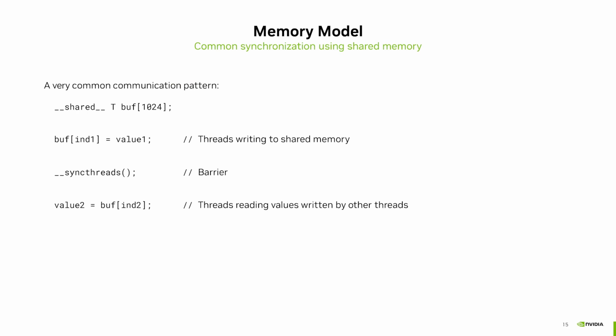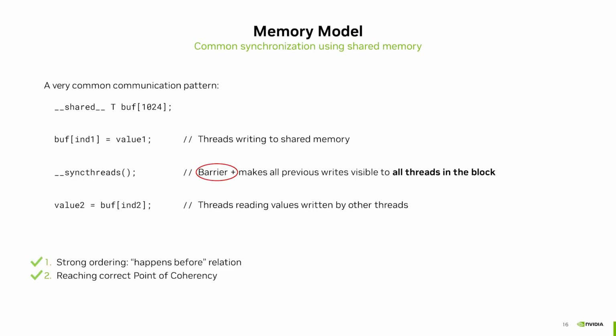OK, now let's take a look at some synchronization examples. The simplest and most common example is here, when we write data to the shared memory, and then we read data in a different order. And we need to insert a synchronization __syncthreads command in between in order to synchronize writes and reads. Now, by definition, __syncthreads makes all prior writes visible to all threads in the block, so both requirements 1 and 2 here are satisfied.